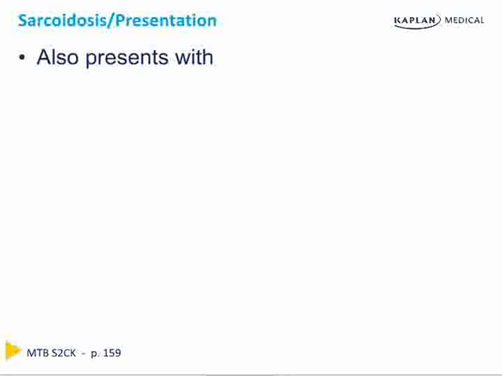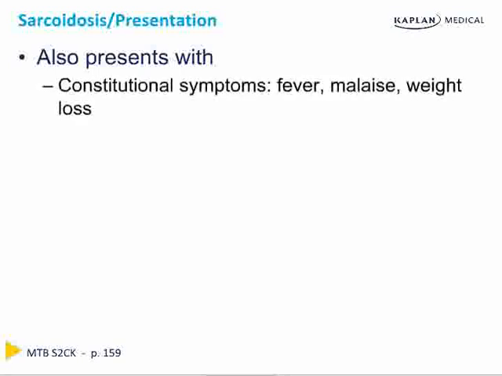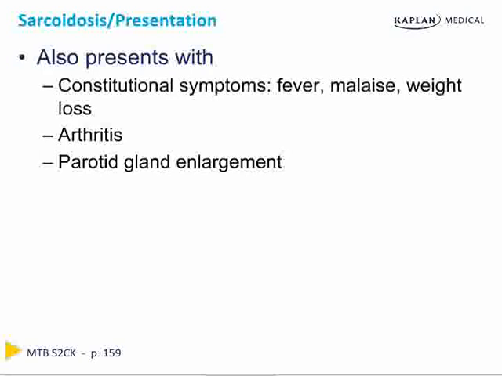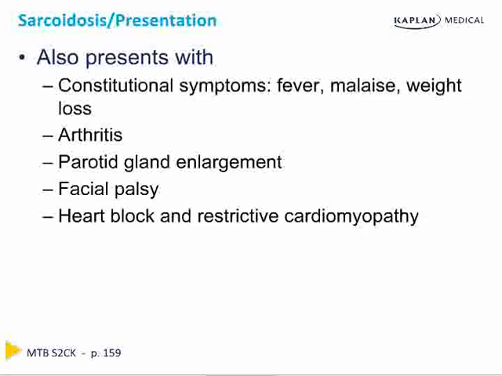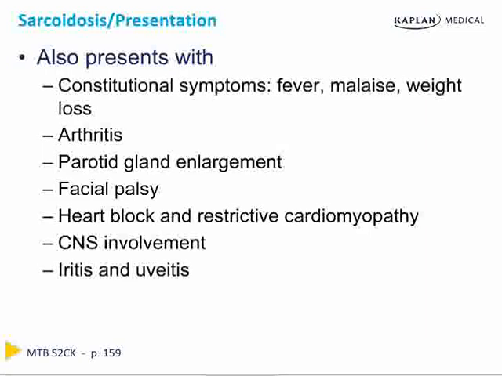Other common presentations for a patient with sarcoidosis would include constitutional symptoms such as fever, malaise, or weight loss, arthritis, parotid gland enlargement, facial palsies such as a Bell's palsy, heart block or even restrictive cardiomyopathy, CNS involvement, or iritis and uveitis. Every one of these presentations includes infiltration of non-caseating granulomas into various organ systems.